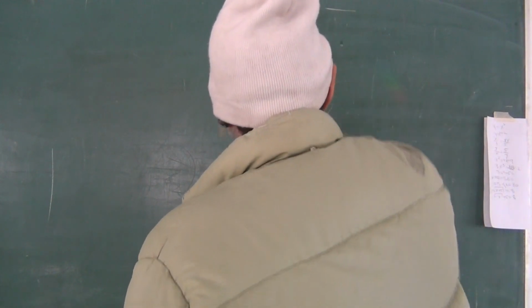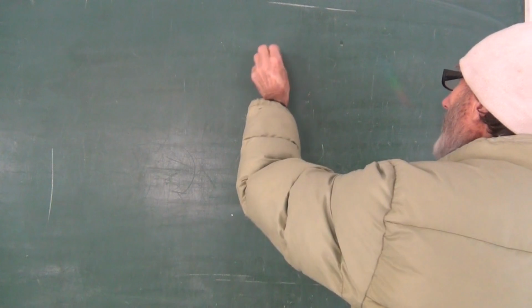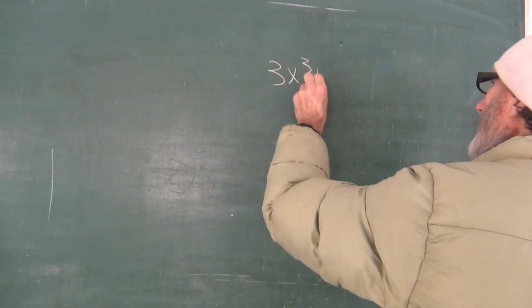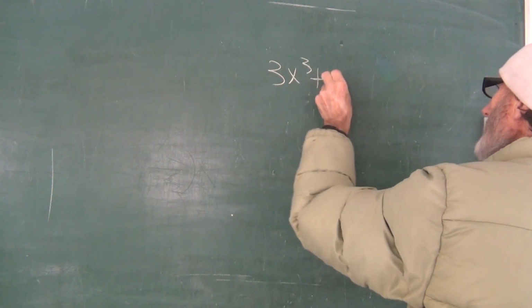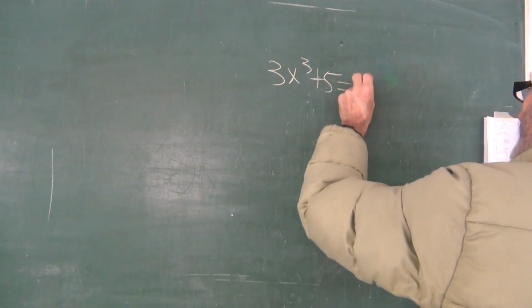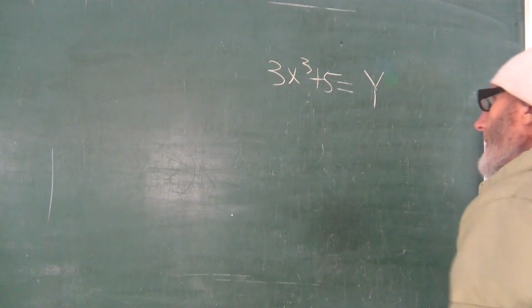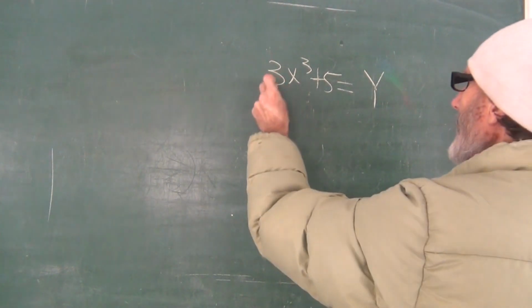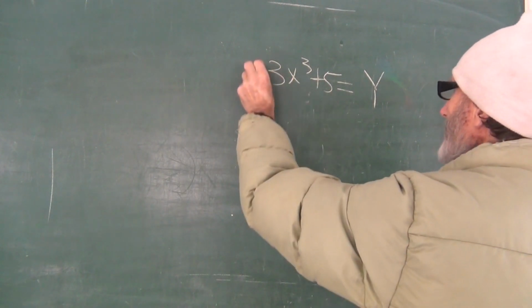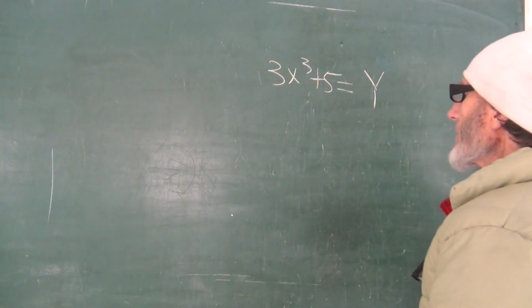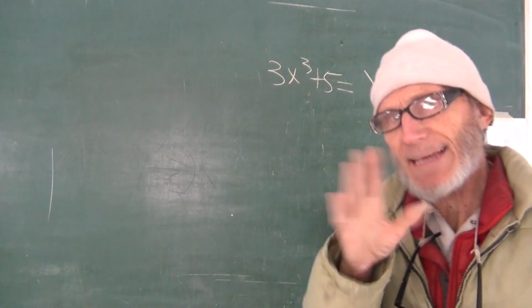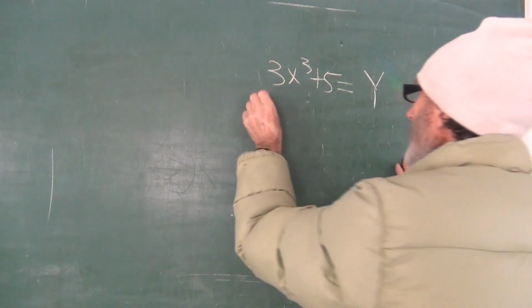Okay, so that's doable. Now how about this one? Pretty similar, but not the same. 3 times x cubed plus 5 equals y. Well, again, we can't just take the cube root of this whole thing. It's too weird. But first of all, let's try to simplify by getting rid of that nasty 5 and put it on the other side.